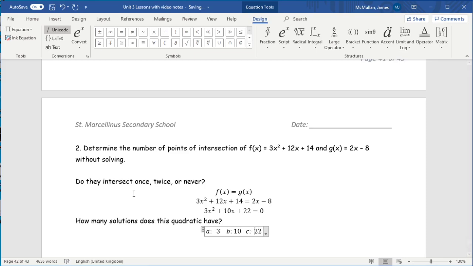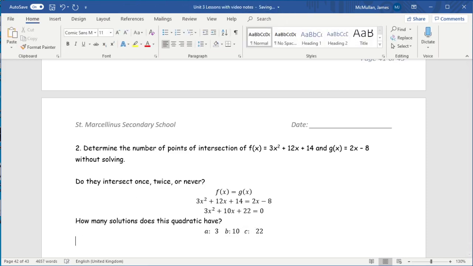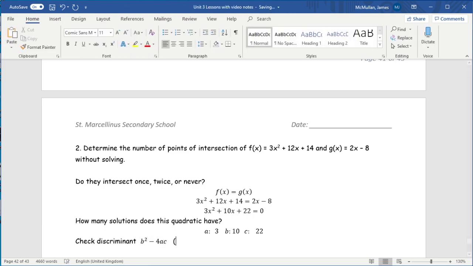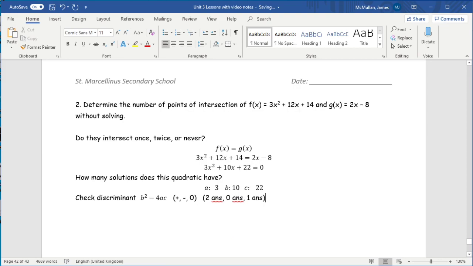So if you remember, the thing that we need to do in order to figure out how many solutions there are is we need to check the discriminant. The discriminant, remember, is b squared minus 4ac. What we are wondering is, is it positive, is it negative, or is it 0? If it's positive, there are 2 answers. If it's negative, there are 0 answers. If it's 0, there's 1 answer, right? That's what we learned about the discriminant in the previous lessons. You can go back to that one if you need to review how that works.